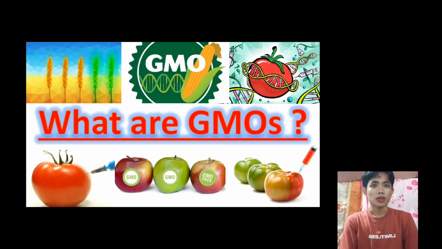What are GMOs? GMOs are plants, animals, or microorganisms whose genetic material or DNA has been altered using genetic engineering techniques, such as inserting a specific gene from one organism into another organism.